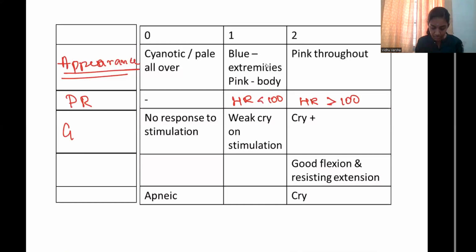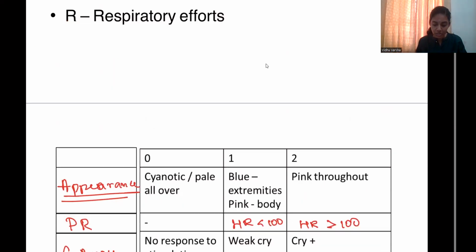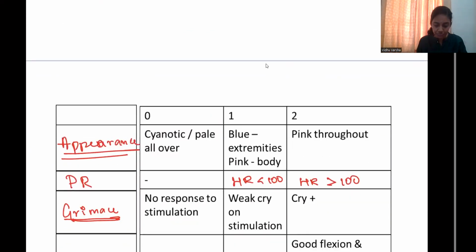Next is grimace. So grimace is when you insert a nasogastric tube into the nose of the child, you are going to see the response. 0 stands for no response to the stimulation. 1 stands for weak cry on stimulation and 2 stands for a very good cry on stimulation. Okay. Next is your A, activity.